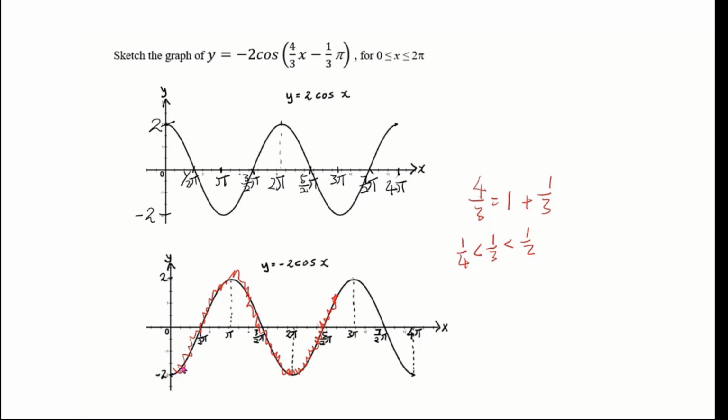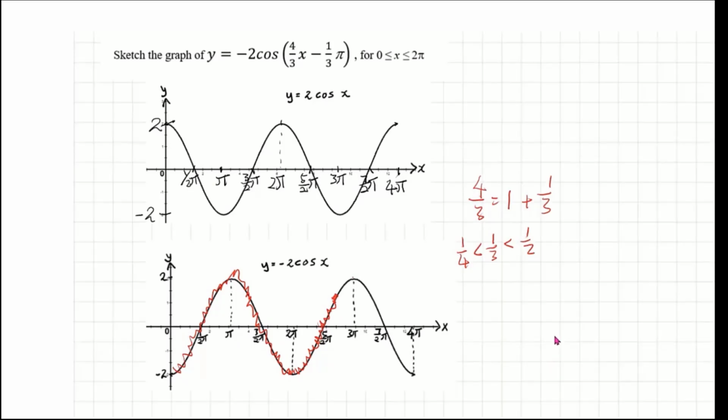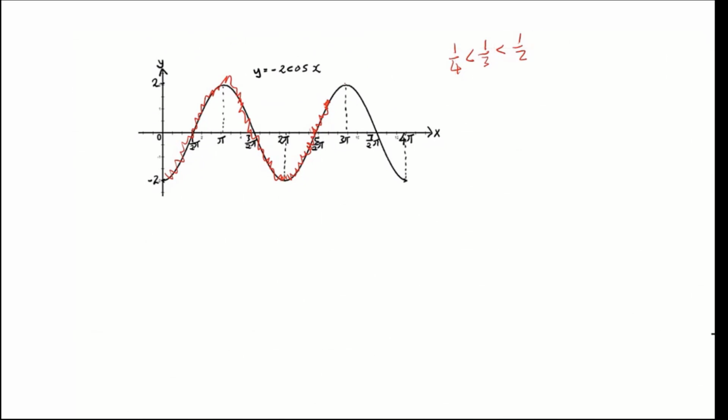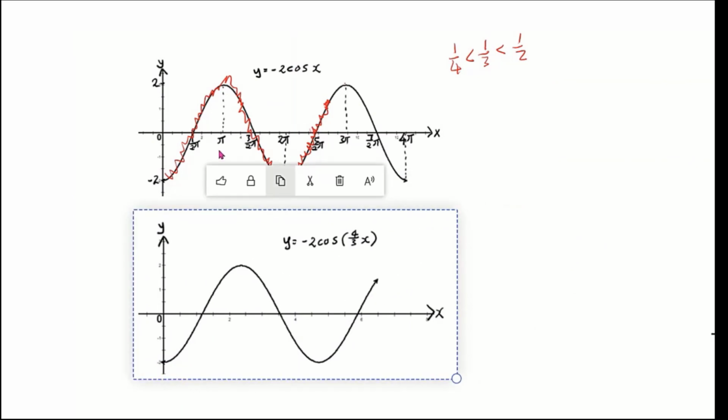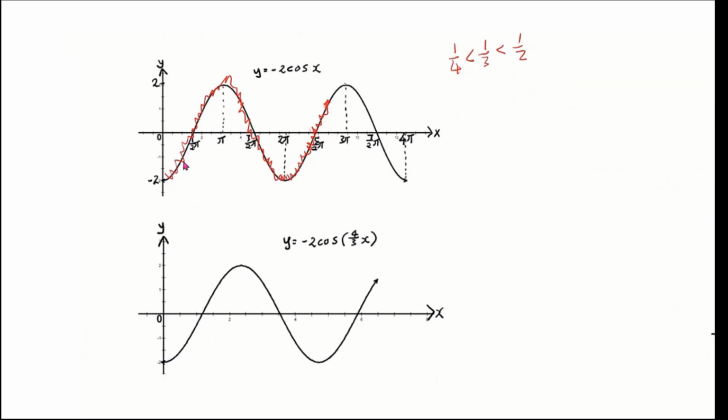So now this means that we only need to take the part of the graph which is marked with the red colored ink. After we have taken the part which is labeled with the red ink, this is the one. So this becomes the graph y equals negative 2 cos 4 over 3x, because we only take the 4 over 3 periods from the parent graph.